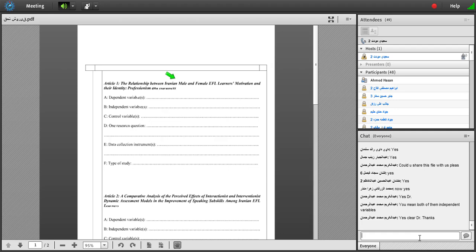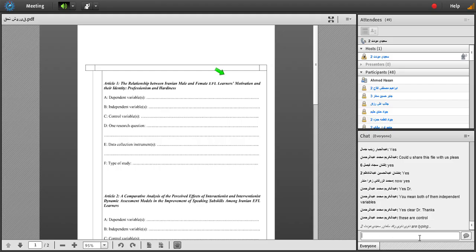We have Iranian here. It means all participants in this research are Iranian. And male and female we have. So we have male and female. Another independent variable here is gender, male and female. What else is controlled? EFL learners. They are learning English in an EFL context.